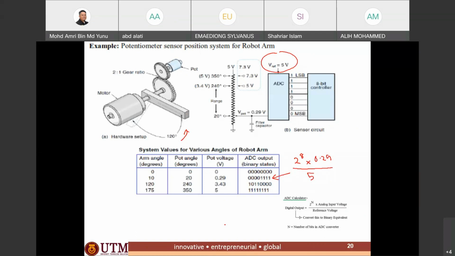You see the range of detection is between 0 to 5 volts. The maximum is at 350 degrees. Because this is the potentiometer, the maximum angle that it can detect is around 175 degrees.